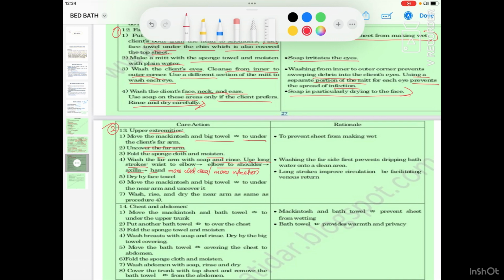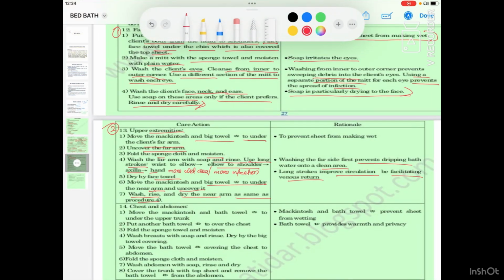Washing the far side first prevents dripping dirty water on the clean area. Long strokes improve circulation and facilitate venous return. Dry with the face towel. So we wet it, use the soap and dry it. Move the Macintosh and big towel under the near arm and cover it. Wash, rinse and dry the near arm, same as the procedure.